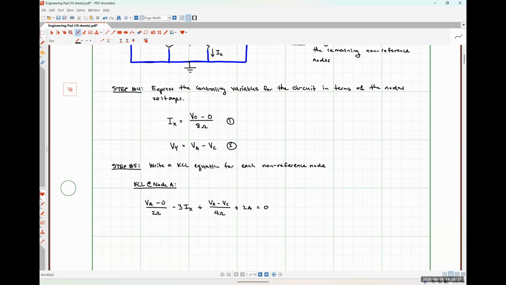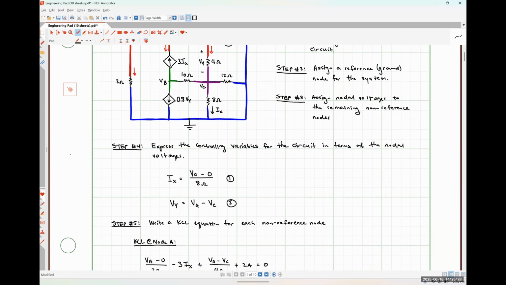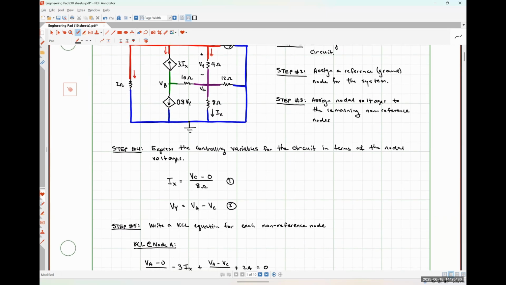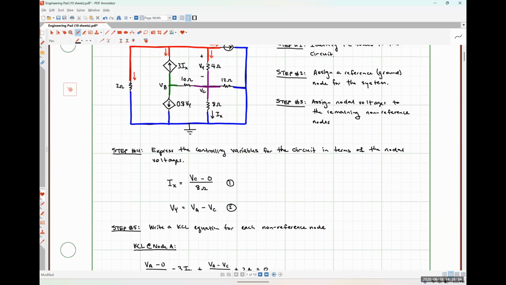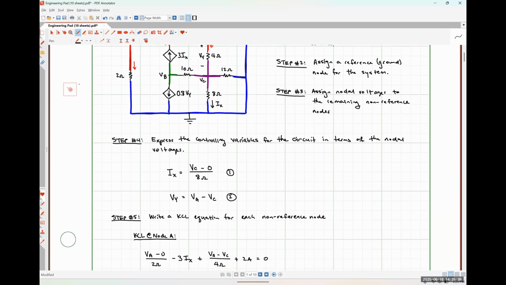Okay. So before we move on to our next KCL equation, let me scroll up so we can hopefully see most of the circuit and this equation at the same time. Does anybody have any questions about where any of these terms came from?